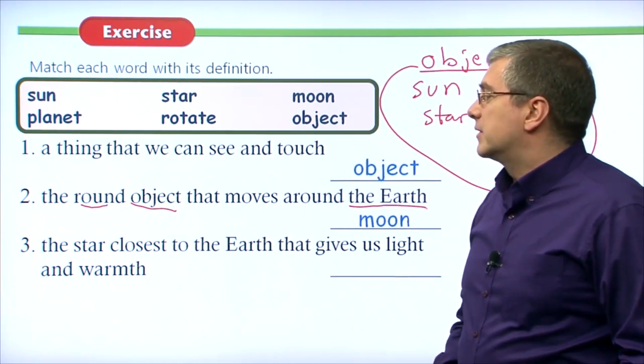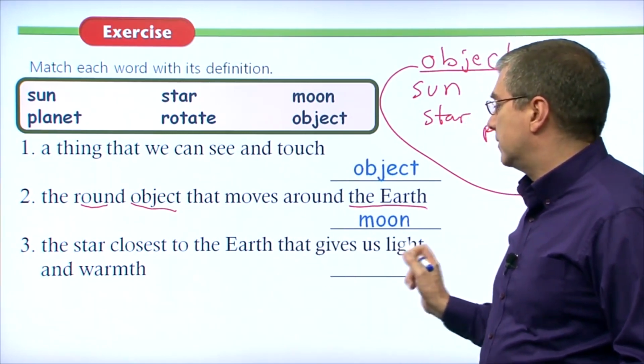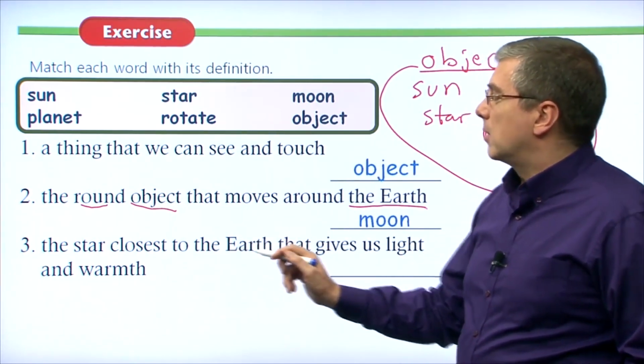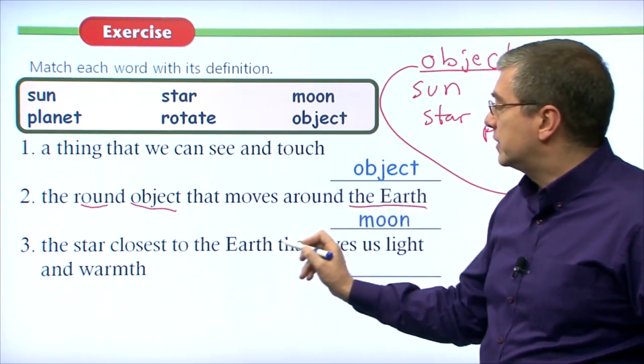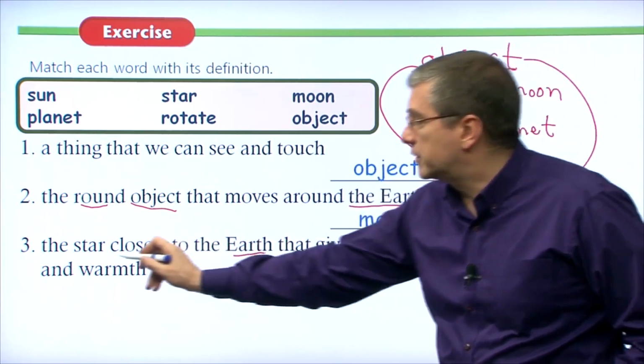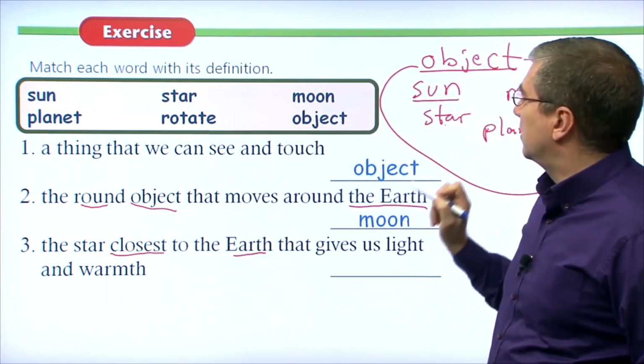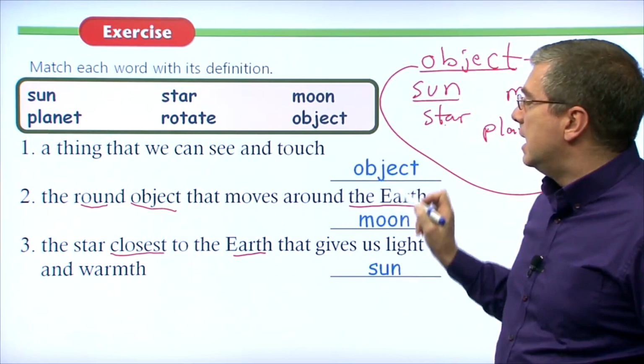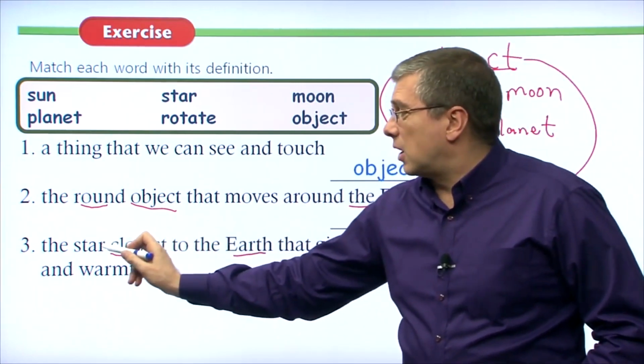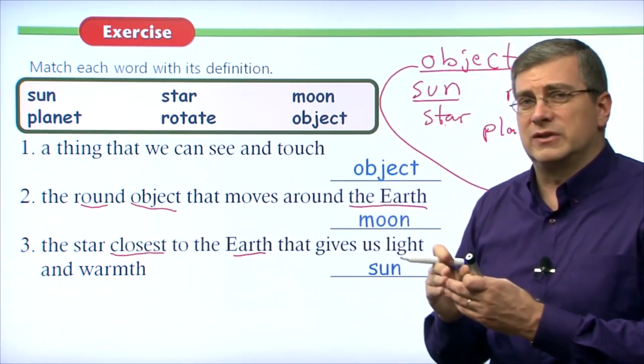So number 3, the star closest to the earth that gives us light and warmth. Remember, the star that is closest to the earth, okay? We saw before that the sun is a type of star. Of course, it's the sun. The sun is a star, but it is the star closest to the earth.